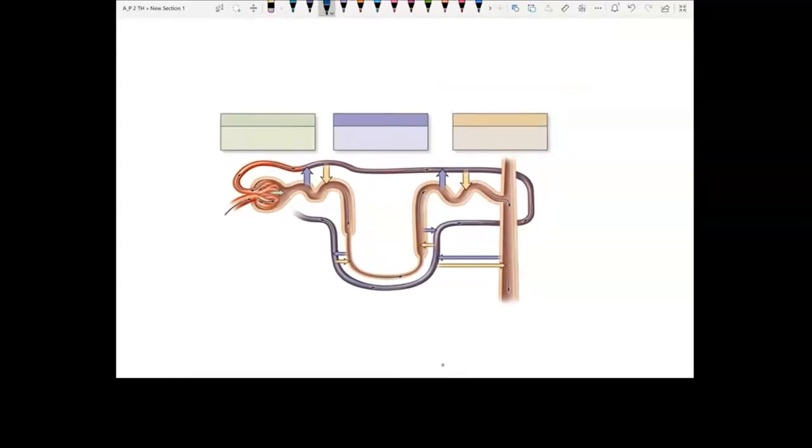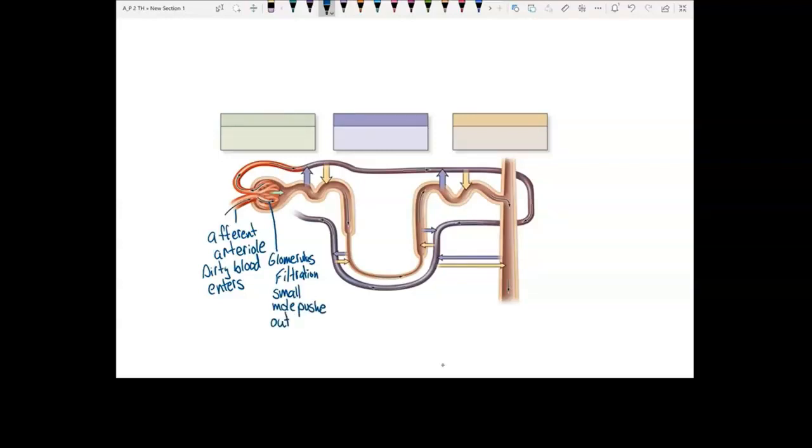So here is the afferent arteriole. Remember, this is where the dirty blood enters. Here is the glomerulus. This is where you do filtration. So small molecules are pushed out. Remember, with filtration, you're just going by size, not by what's good or bad. Then here is the efferent arteriole. This is the blood after filtration.